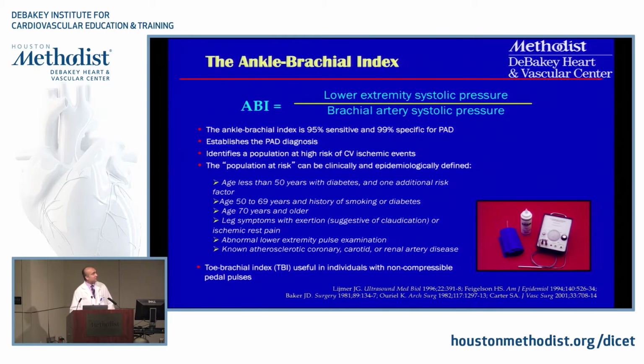What's the population that's at greatest risk, and which are the patients that you need to be thinking about this in? So obviously people, even under the age of 50, if they have diabetes and an additional risk factor. In general, people between the ages of 50 and 70, if they have a history of smoking or of diabetes. And then obviously all patients over the age of 70, we need to think about this.